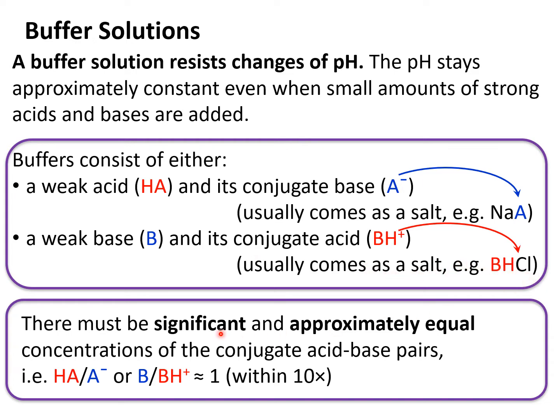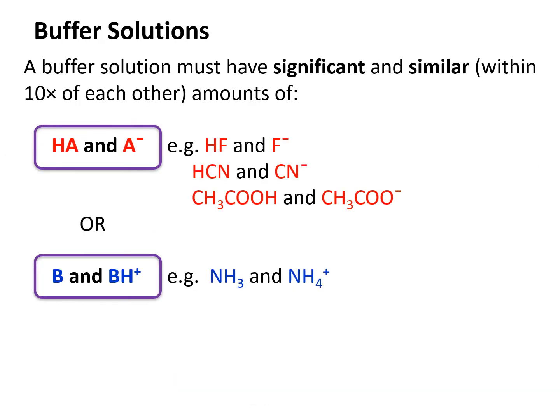Now, in order for a buffer to be effective, there must be approximately equal concentrations of the conjugate acid-base pairs present. And by this we mean they must be within a factor of 10 of each other. Examples of buffer solutions that contain a weak acid and its conjugate base are hydrofluoric acid and fluoride, hydrocyanic acid and cyanide, and acetic acid and acetate. And examples of buffers that contain a weak base and its conjugate acid are ammonia and the ammonium ion.